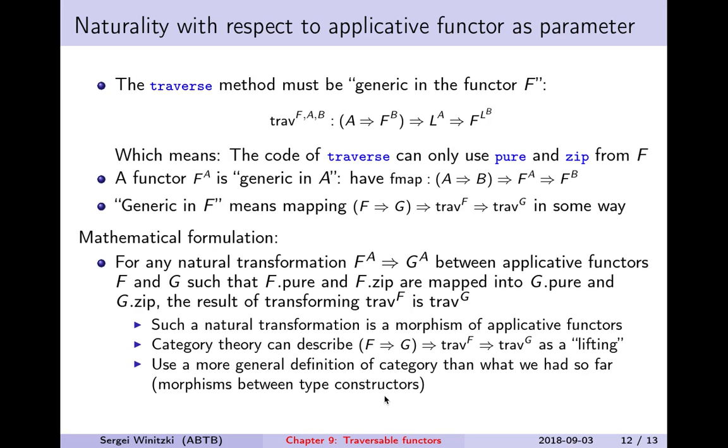So I keep talking about being generic in the functor f. So let me talk about it in a more rigorous manner. What we're looking for is to be generic in the sense that the code for traverse, as well as the code for the sequence method, should not depend on a specific functor f. It should only use the methods pure and zip, or maybe map as well, from f.